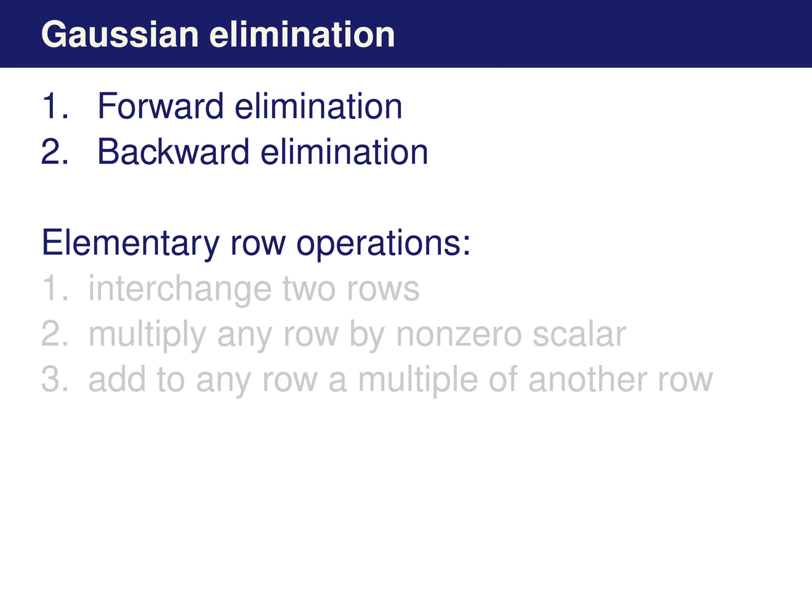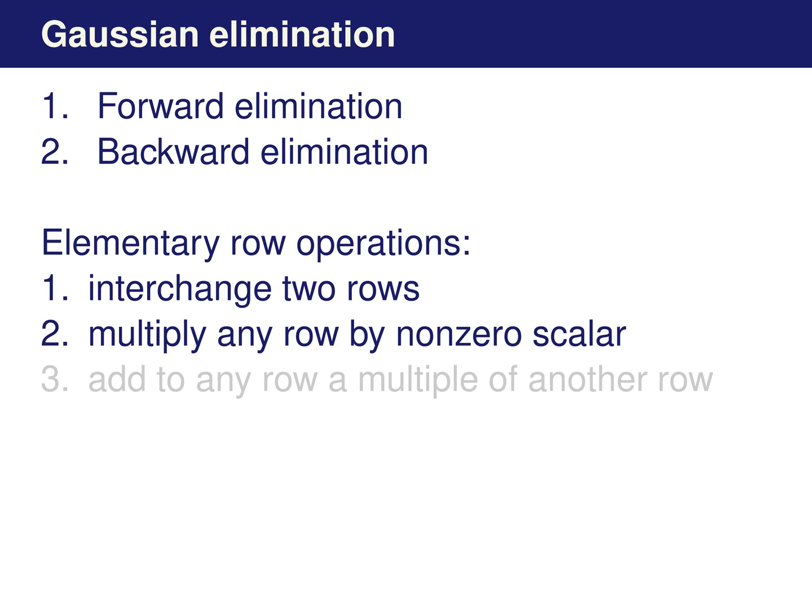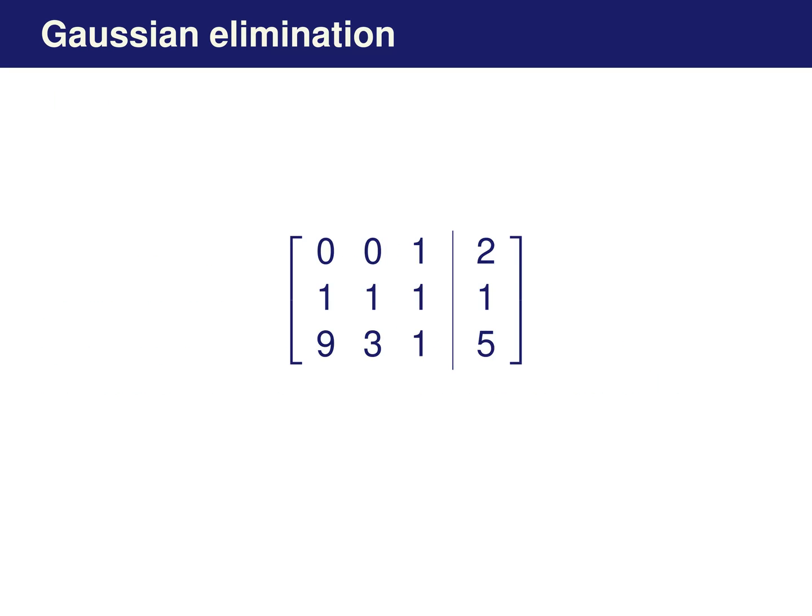In both stages, we are allowed to use the three elementary row operations. Interchange any two rows, multiply any row by a non-zero scalar, and add to any row a scalar multiple of another row. Let's use Gaussian elimination to find the solution to the augmented matrix we obtained earlier. The first stage is forward elimination. To put the matrix in row echelon form, we start by reducing the first column. Since the first row contains a 0, we will interchange the first row and the second row.